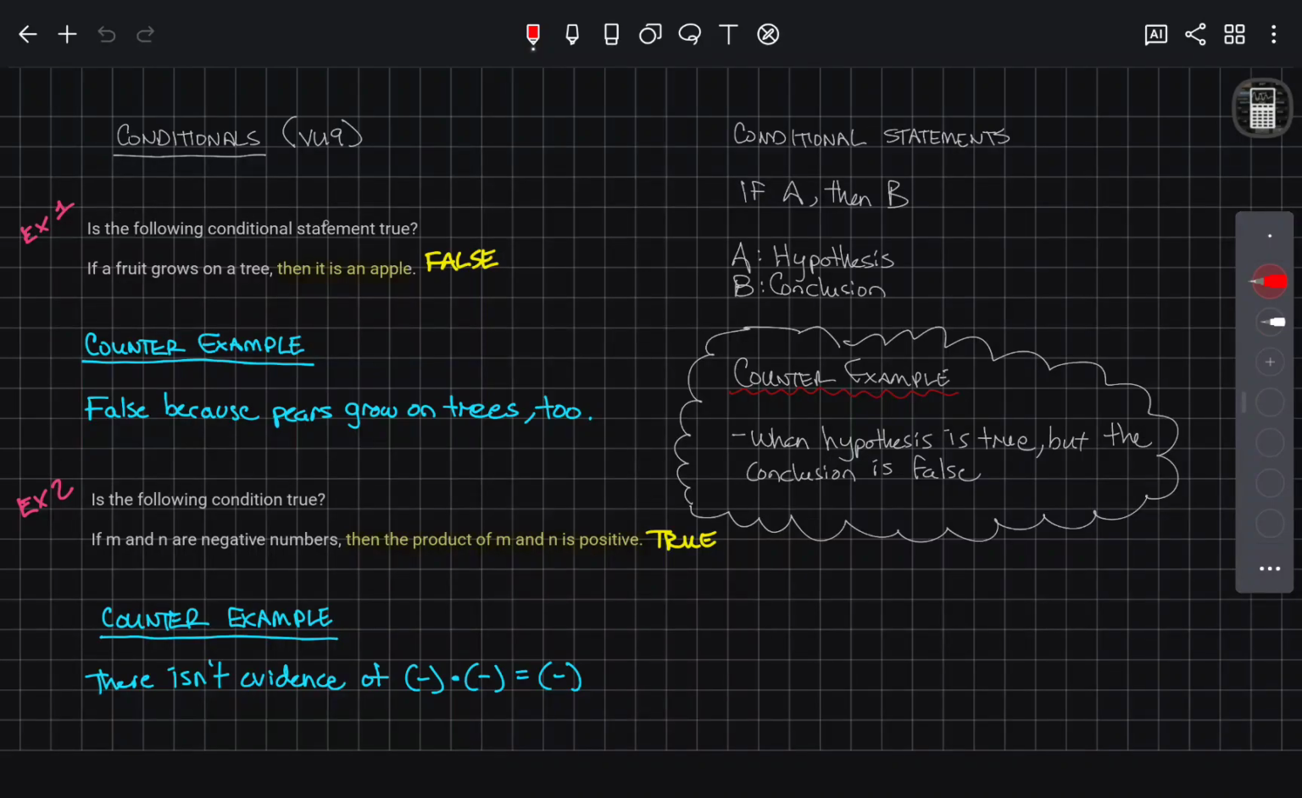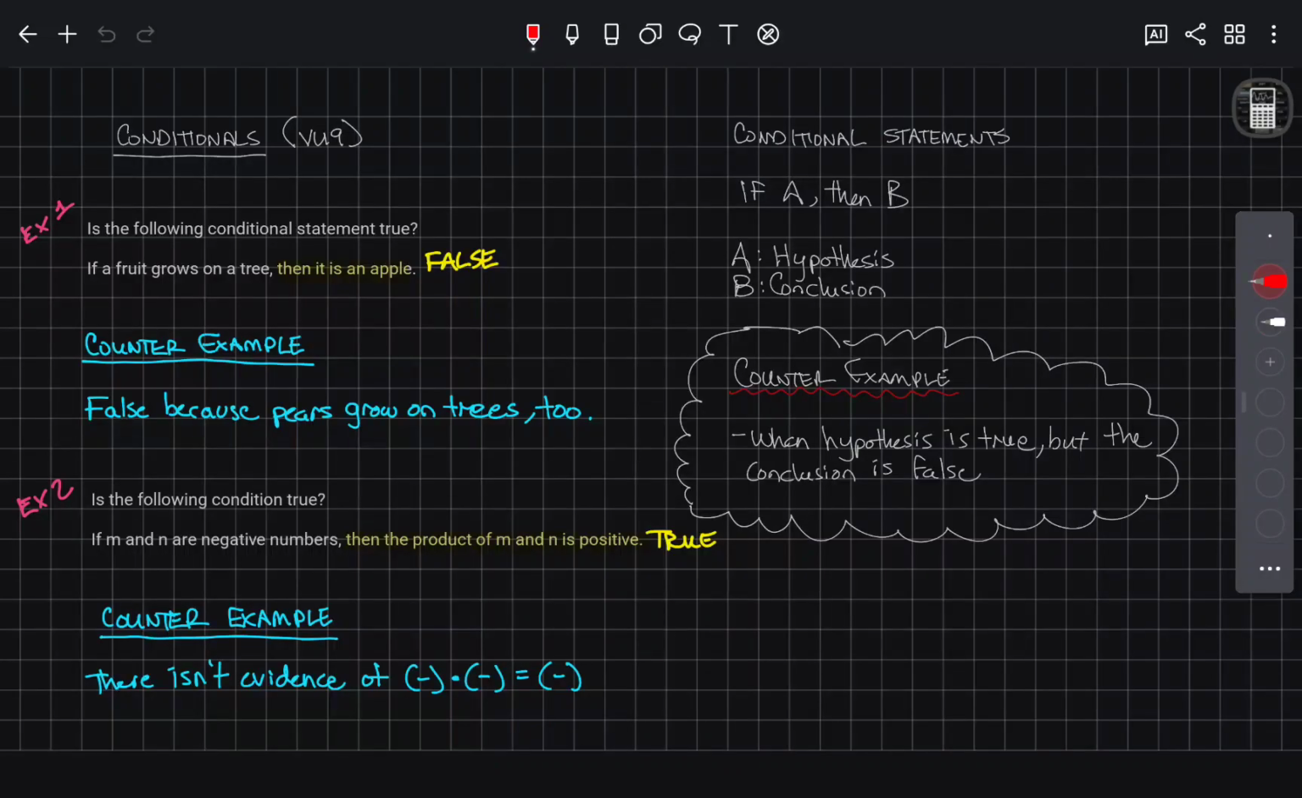Is the following conditional statement true? All right, so I'm going to read a statement, a hypothesis, and a conclusion. We'll see if it's true. If a fruit grows on a tree, then it is an apple. Well, true. Apples are fruits that grow on trees.